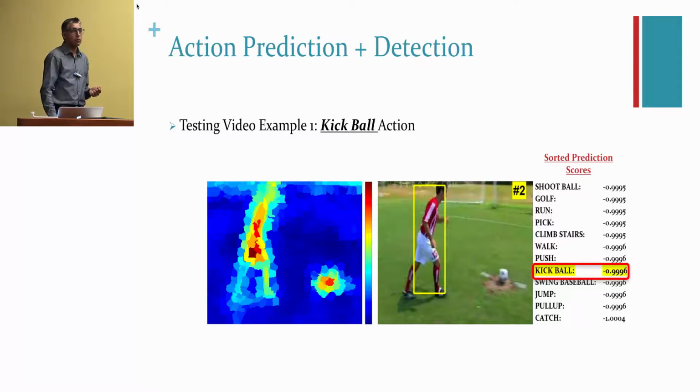So here I'm showing some qualitative results. We're trying to predict the action. On the left, we have the foreground likelihood score from pose and superpixels. In the middle, we have the testing video frames and the action given by the yellow bounding box. And finally, on the right, we have the sorted prediction scores for each action. And here, the action is kicking a ball, and you'll see how the prediction improves with time.